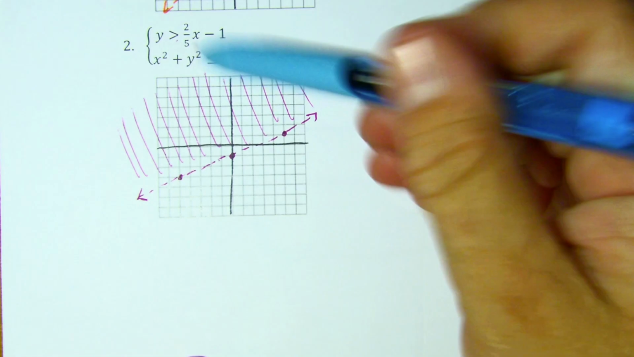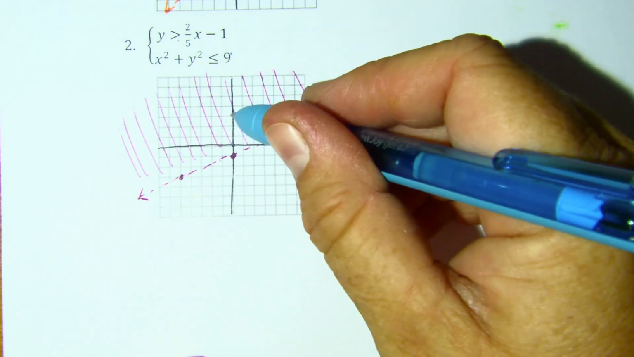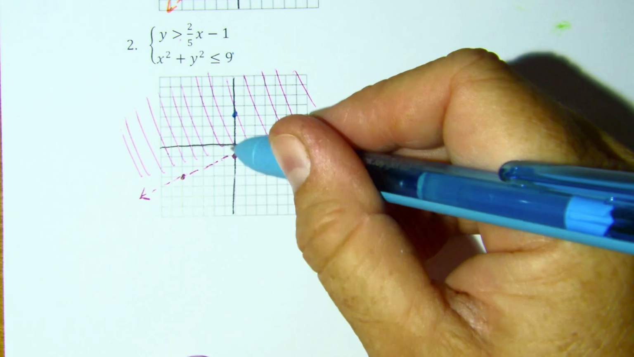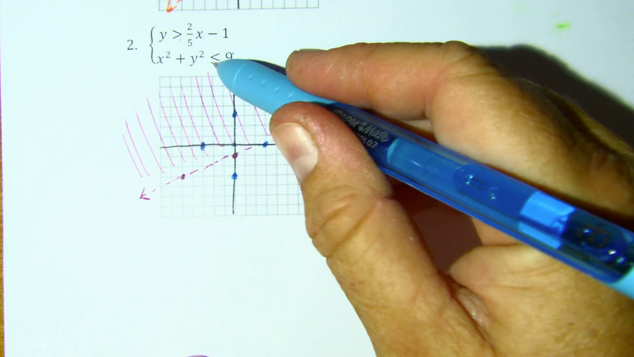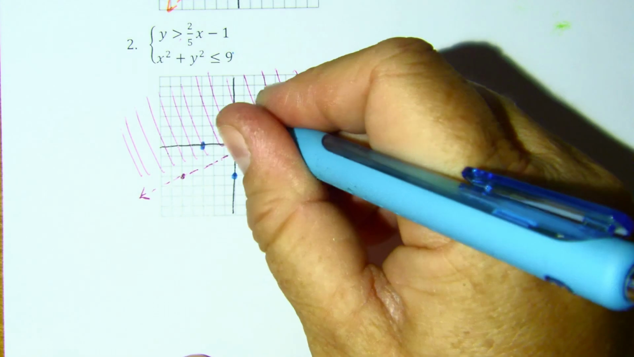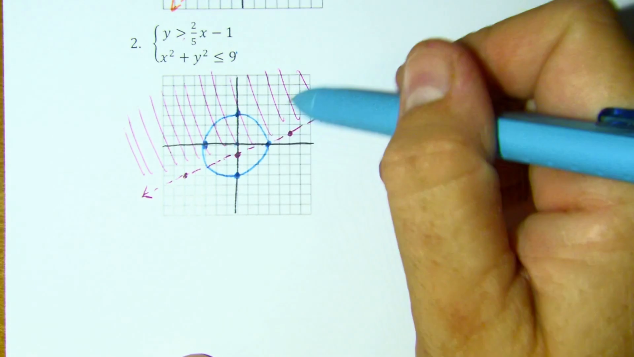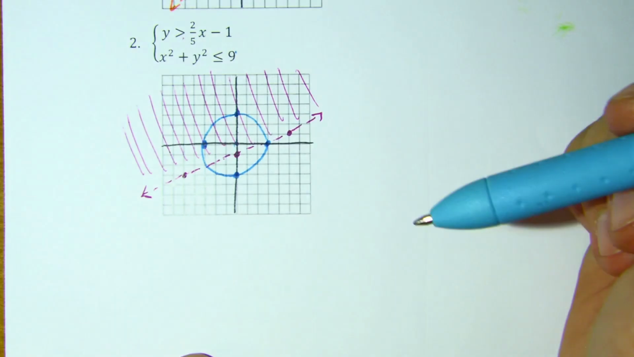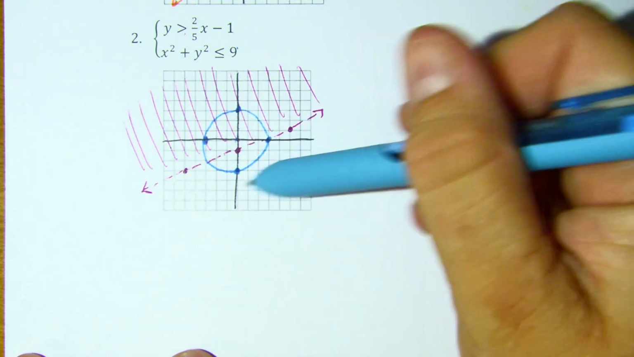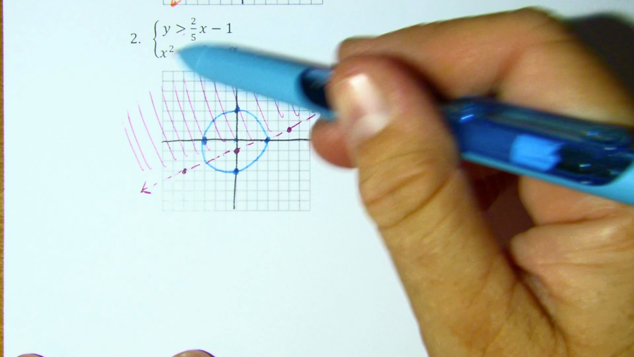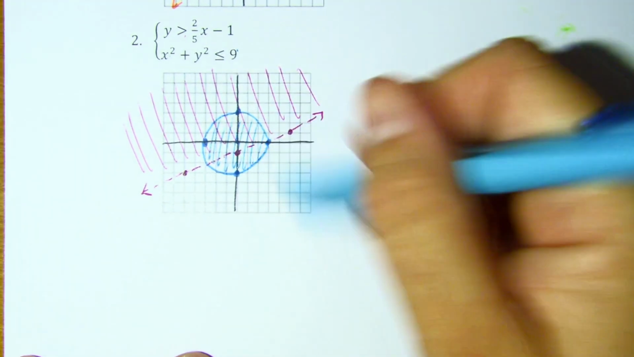This is a circle with a center at the origin and a radius of 3, so I can go out 3 in each direction. And then it's a solid line because it has the line underneath. And now we either are shading inside the circle or outside the circle. And the way we can determine that is by the test point. So I can use 0, 0 again since it's not on the circle. 0, 0, 0 is less than 9. Yes, that's true. So we're shading inside the circle.